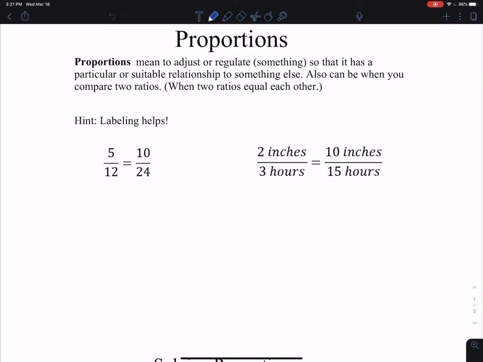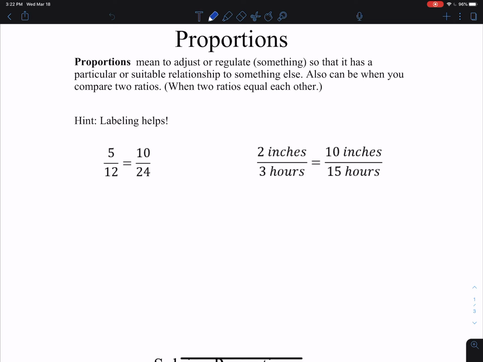In this lesson, we're going to talk about proportions. Proportions mean to adjust or regulate something so that it has a particular or suitable relationship to something else. It can also be when you compare two ratios, when two ratios are equal to each other. So for example, 5/12 equals 10/24 is a true proportion. It's a ratio equals a ratio.